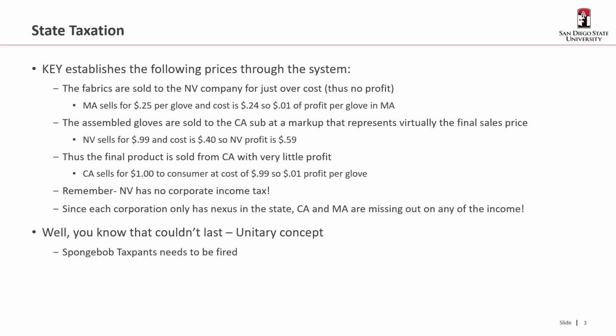Recall, Nevada has no corporate income tax. As a result of this tax planning structure, which is 100,000% perfectly legal, you can see that all the profits have been shifted to Nevada. And strangely enough, oh, that's weird, Nevada has a 0 corporate tax rate. Well, you know, that couldn't last. And you should be proud of being a current resident, at least, of the state that invented something known as the unitary concept.